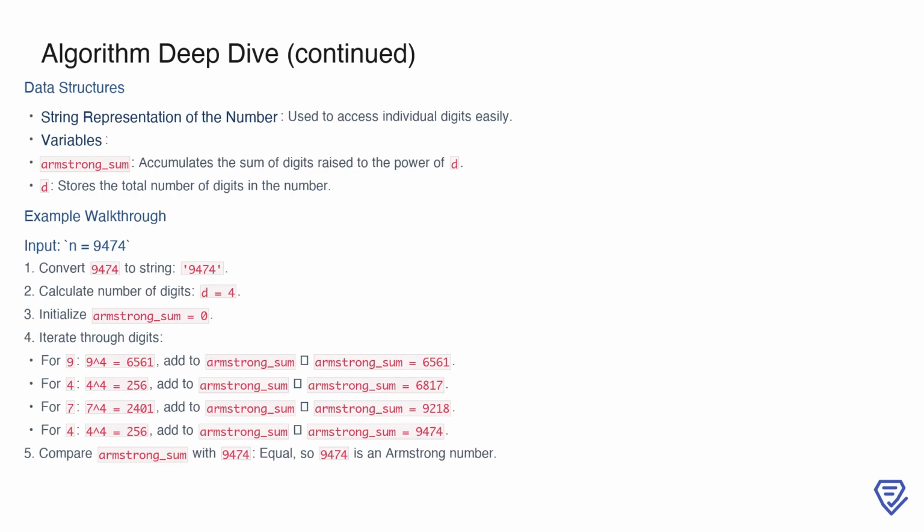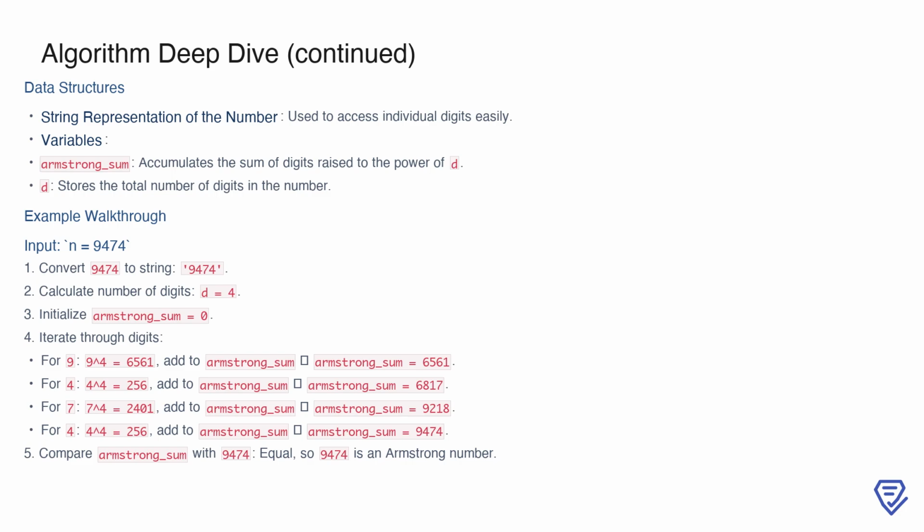Let's walk through an example to see the algorithm in action. Consider the input number 9474. First, we convert it to a string, resulting in "9474". The length of this string is 4, so d equals 4. Next, we initialize Armstrong_sum to 0. Now, we process each digit.